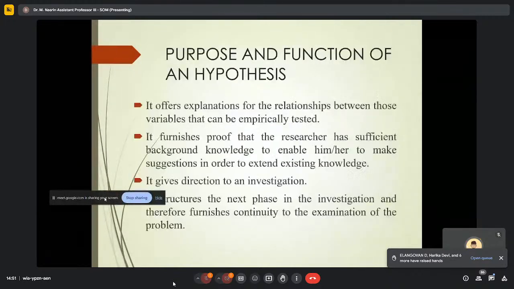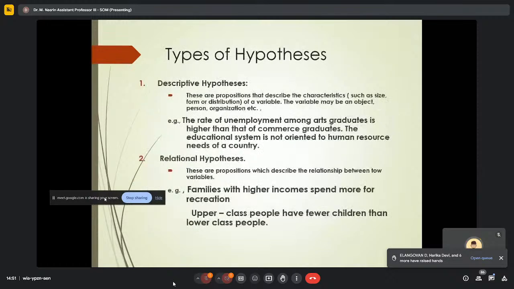The purpose and function of a hypothesis is that it offers an explanation for the relationship between variables that can be empirically tested. So it has to be tested. If I write an assumption, that will not be a conclusion for my research. I have to do certain tests. Okay, how I am going to test, I will explain to you. So these are some of the types of hypothesis. Descriptive hypothesis: I have given a statement here.